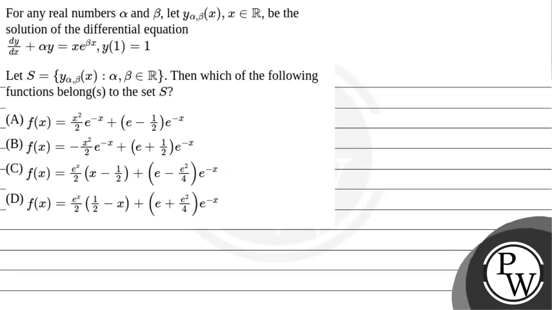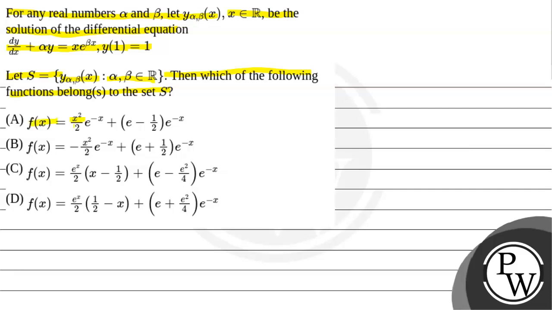The question says: for any real numbers alpha and beta, let y_{alpha,beta}(x), x belongs to R, be the solution of the differential equation dy/dx + alpha y = x e^(beta x), y(1) = 1. Let S = {y_{alpha,beta}(x) : alpha, beta belongs to R}. Then which of the following functions belongs to the set S?